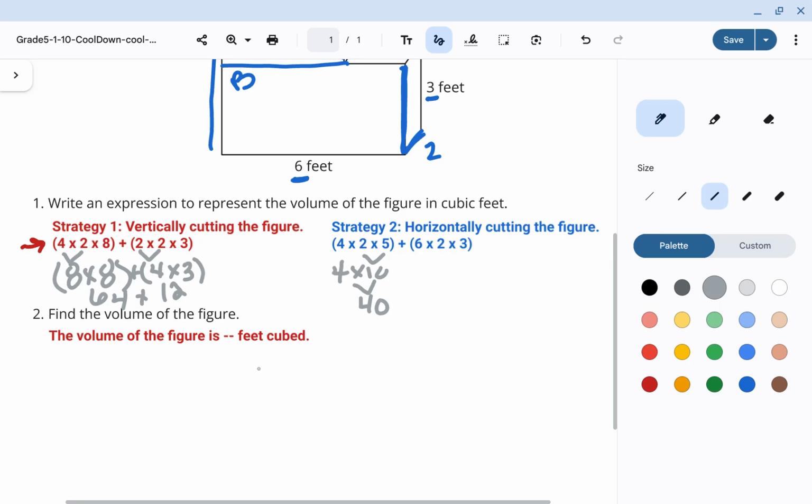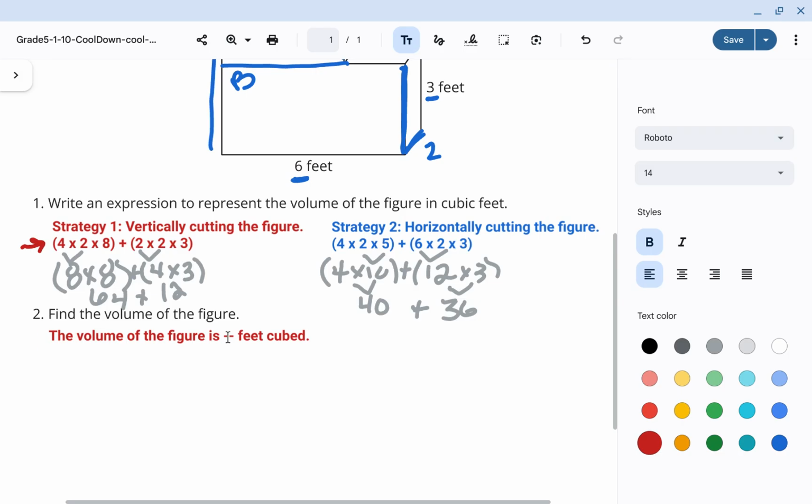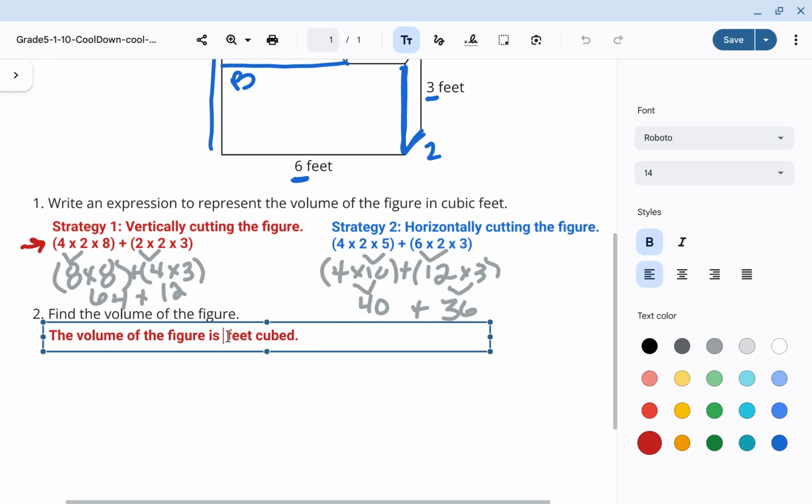So let's go ahead and check. All right, so I have the volume of prism A for strategy 2 being 40. And over here I have 6 times 2, which is 12, times 3, which is 36. Take a look. We have done it. We have an answer of 76 for both of our strategies, which we should indeed have, because we want to remember that the volume is not changing no matter what strategy you utilize.